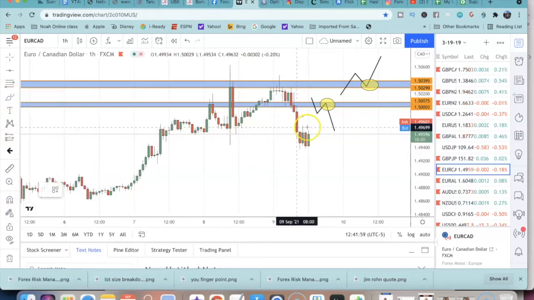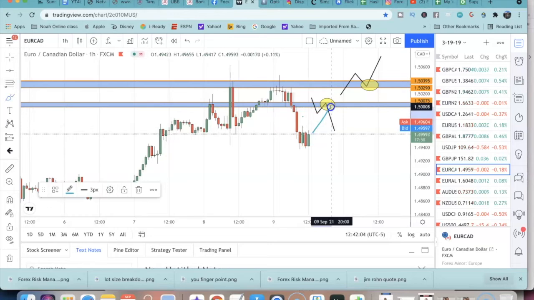While it is creating a new level of resistance right here, it could come back up to this level, which is the resistance, and bounce off of it again, and then continue back down. Or it can just create a new level right here, and then repeat what it did up here. That makes sense to you.